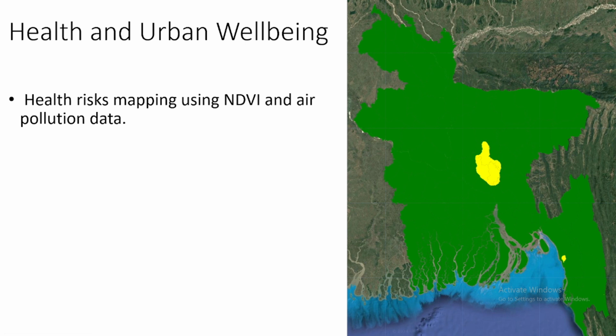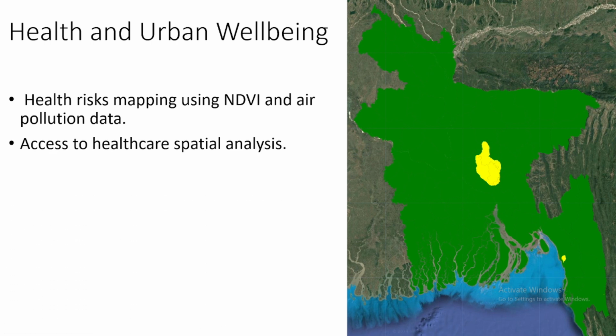For nitrogen dioxide, the density is very high, and then carbon monoxide, so that's why this place has more health risks. If you want, you can also compare the NDVI vegetation and air pollution data. Just use these two datasets, then we try to compare the scenario of the health risks. So we find out that this place has more health risks than any other city in Bangladesh.